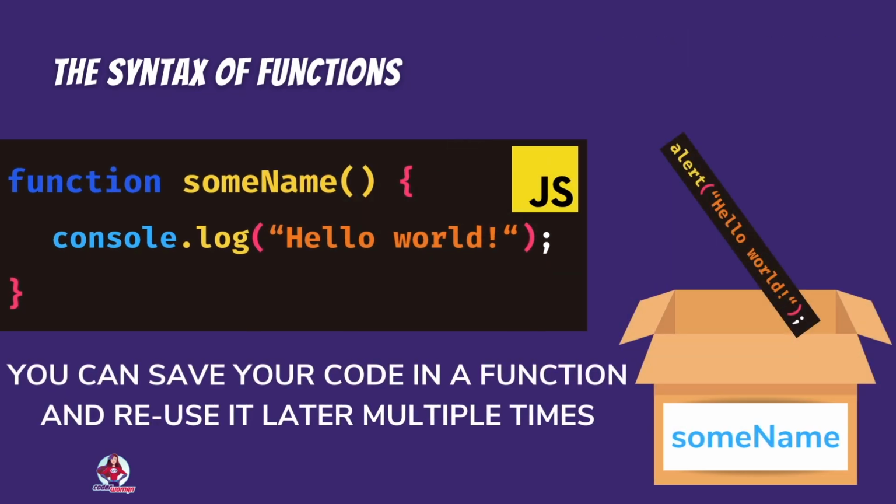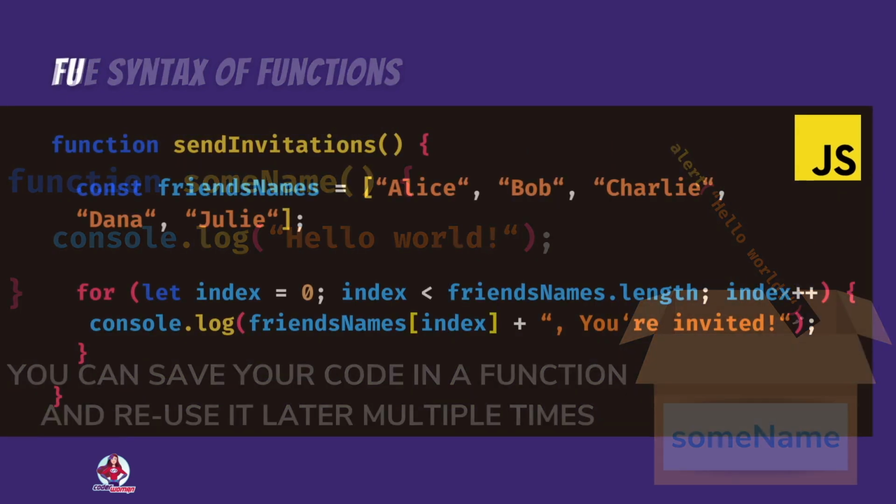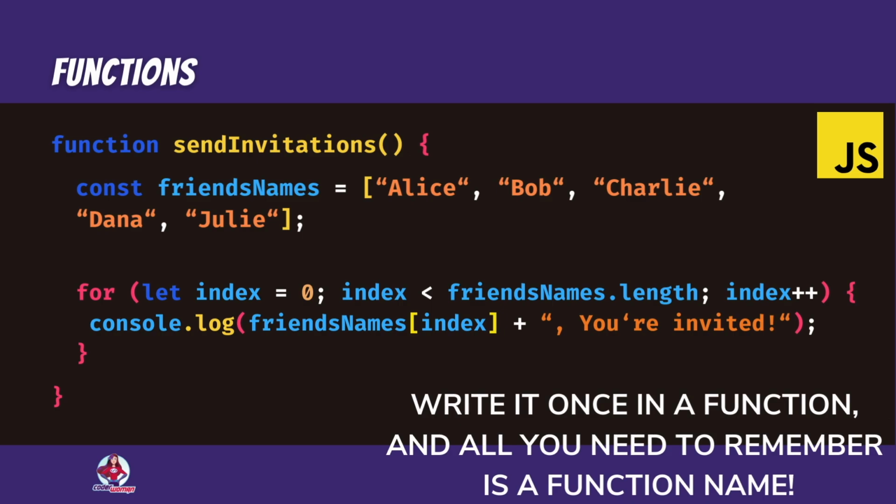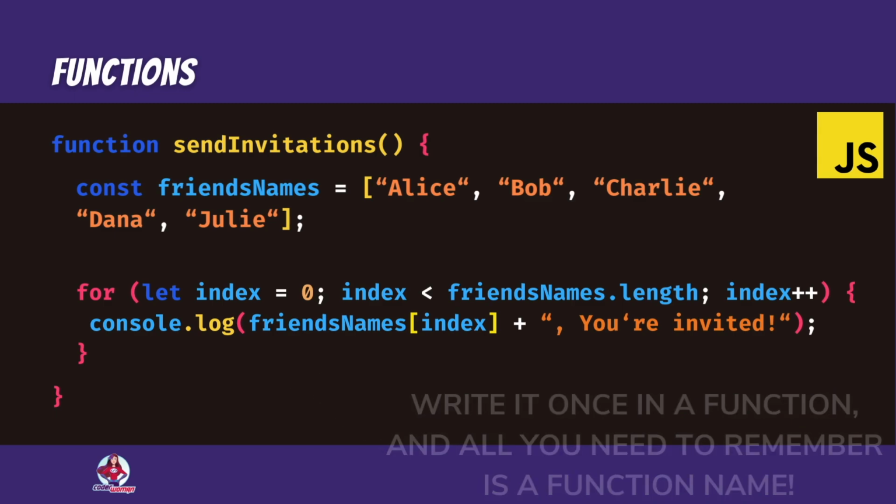With variables, we store simple things like strings, numbers, booleans, or arrays. In functions, we store a whole code block that can do some actions. For example, all the code needed to send invitations can be packed into a box called sendInvitations. Now we can use it multiple times later without having to rewrite the same code over and over. Just write it once and then all you need to remember is the function name. Cool, right?